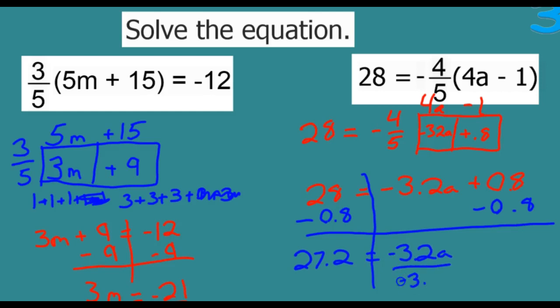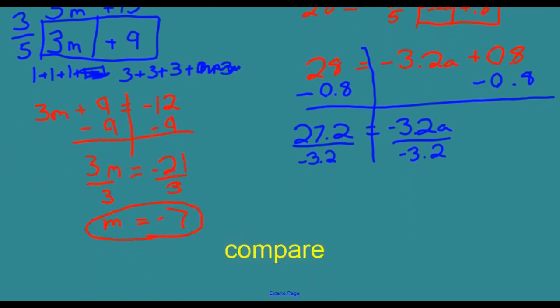Divide through by negative 3.2 on both sides. Now if I put that in my calculator, 27.2 divided by negative 3.2 gives me negative 8.5. So a equals negative 8.5.